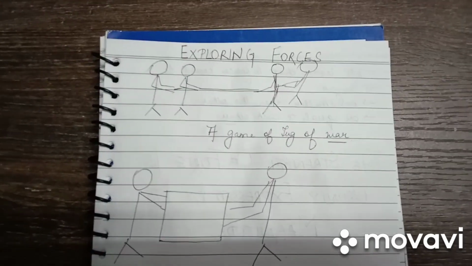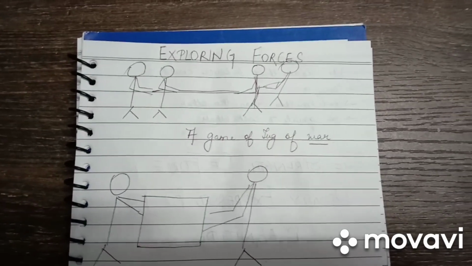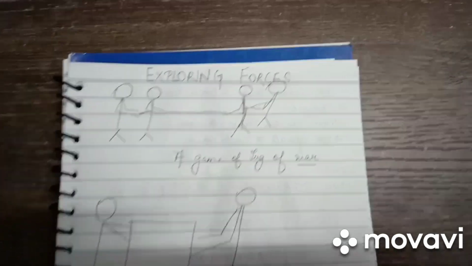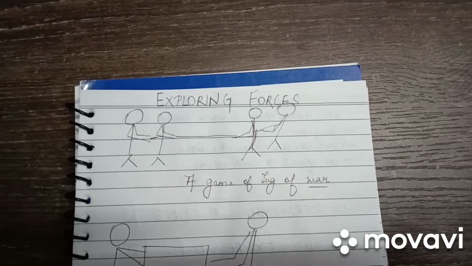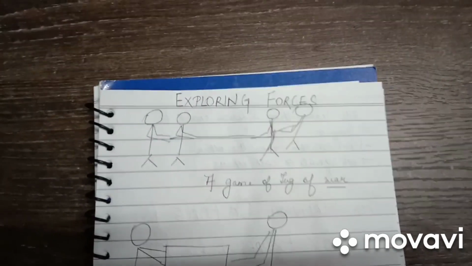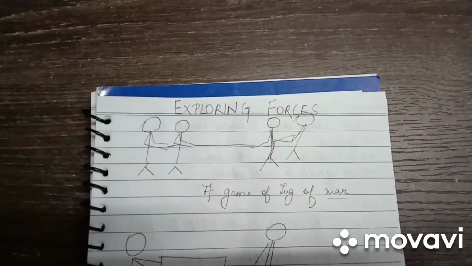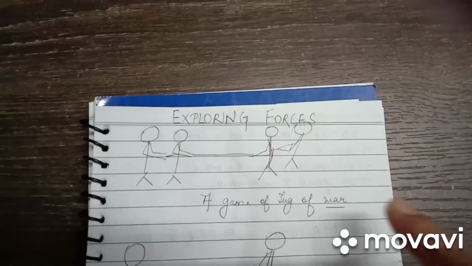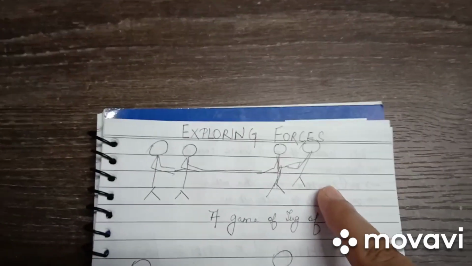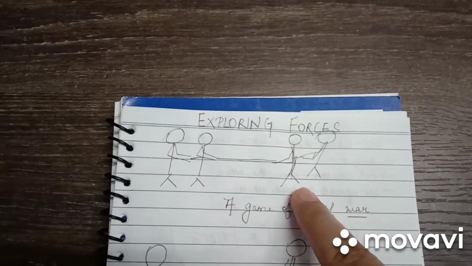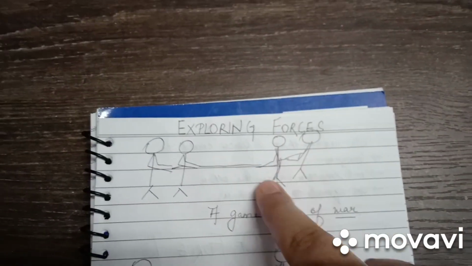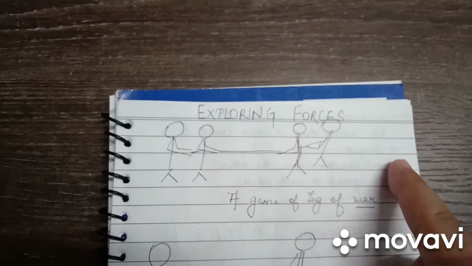Exploring forces. Let us consider a game of tug of war. We all know in the game of tug of war, two teams try to pull the rope towards themselves. Well, when the force applied from both sides is equal, none of the teams is able to pull the rope towards themselves. But when the force applied by one of the teams exceeds the force applied by the other, they are able to pull the rope towards themselves.